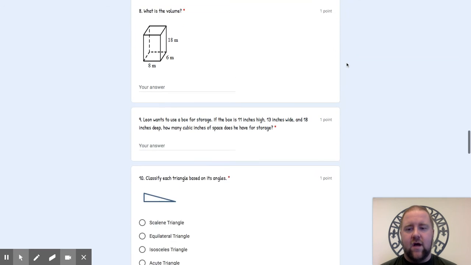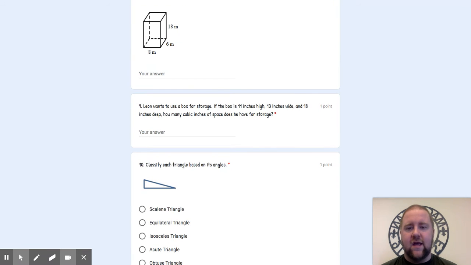All right. Number nine, it is a word problem. Leon wants to use a box for storage. The box is 11 inches high, 13 inches wide, and 18 inches deep. How many cubic inches of space does he have for storage? Remember, when you're looking at cubic inches, that tells you exactly what we're looking for. And I'll tell you, you're looking for the volume for this one, guys.